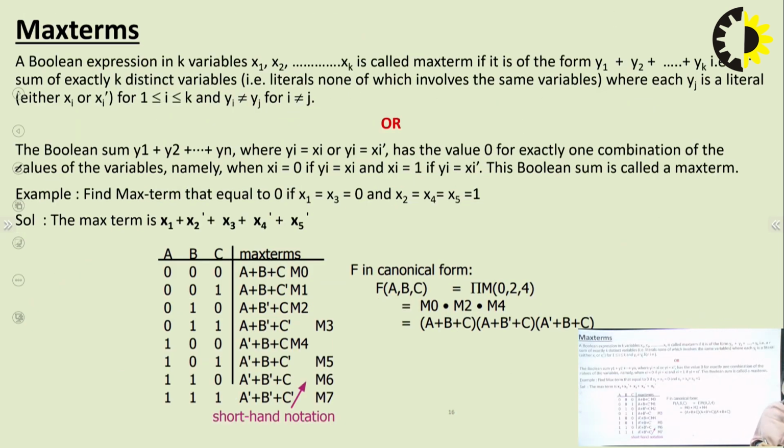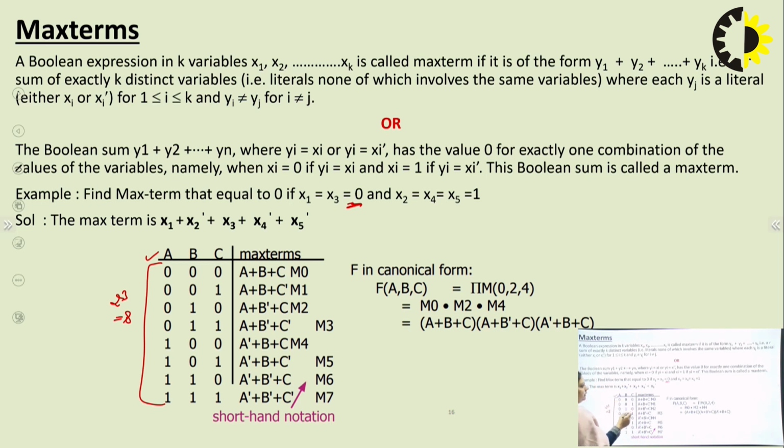Now max terms are the opposite of min terms. Similarly, we have literals and variables having values, but now we have to choose 0 here. So what is ABC? Again, here are the combinations, 8 combinations of 2 to the power 3. 8 combinations are here.